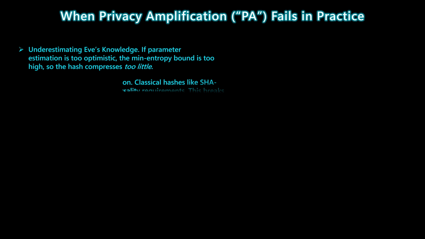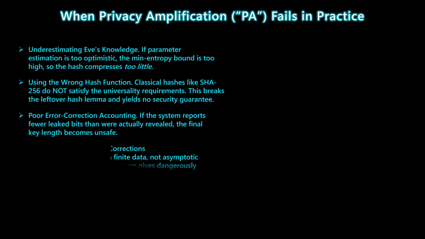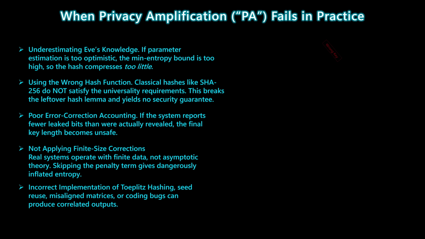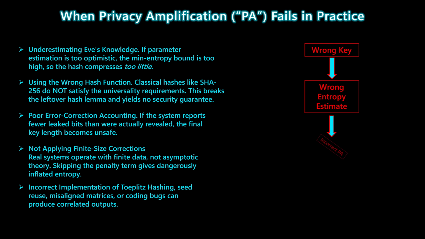Privacy amplification is mathematically sound, but in real systems it can fail if the assumptions that feed into it are incorrect. The most common failure point occurs when the system underestimates how much information Eve has gained. If the parameter estimation step is too optimistic, the minimum entropy bound becomes too high. As a result, the hash function compresses the key less than it should, and the final key remains partially predictable.